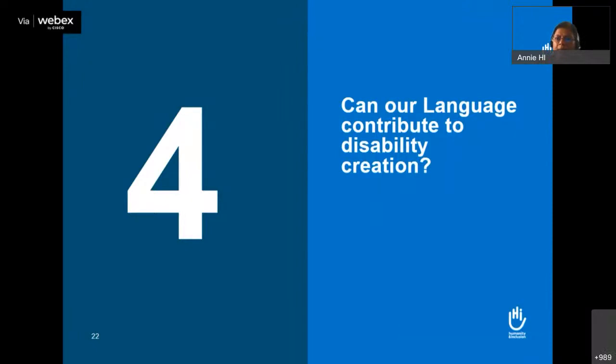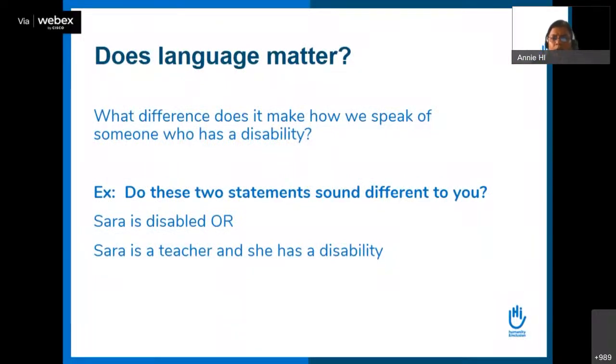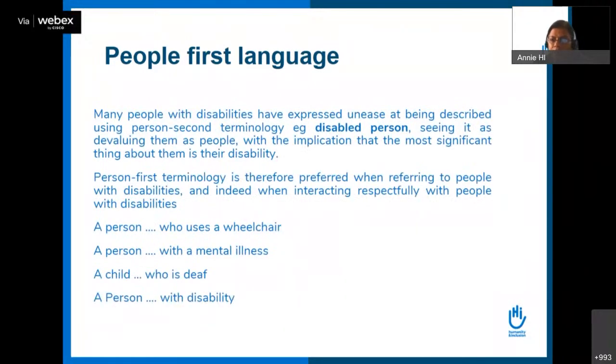Very quickly, let's look at some language related to disability. When we look at two statements, one is Sara is disabled, or Sara is a teacher and she has a disability, is there a difference? In the disability sector, what we try to say is, let us use person-first terminology. Disability comes later, because we say a person who has a wheelchair, a person who is deaf, a person with disability.